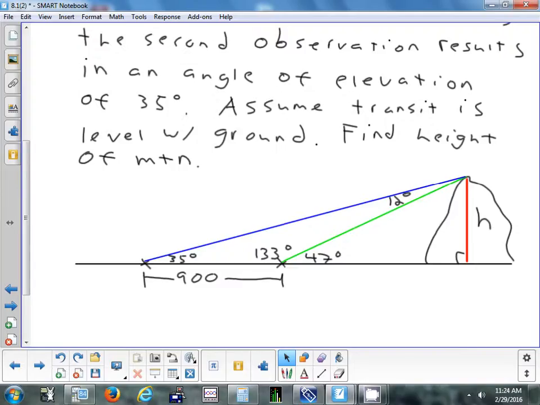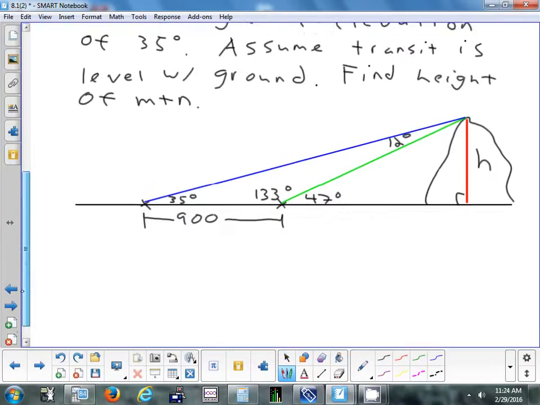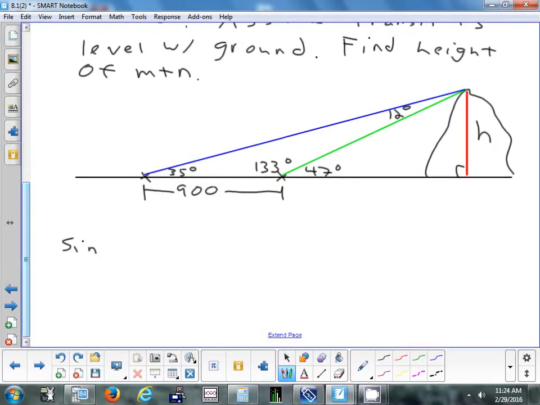We can set it up so the 12 would be alpha and the 900 would be A, so we can do the law of sines that way. All right, so let's start with that. We've got sine of 12 over 900. In this problem, I'm not going to label A, B, C, alpha, beta, gamma. Just make sure you always write sine of an angle, divided by what's across from it.